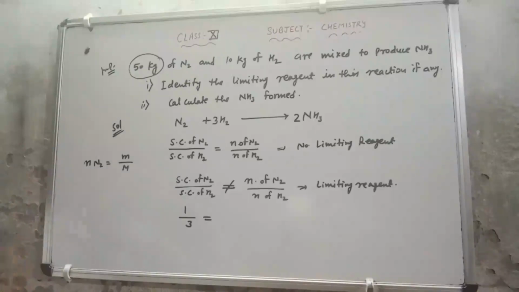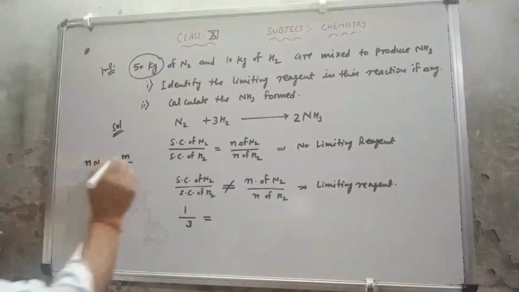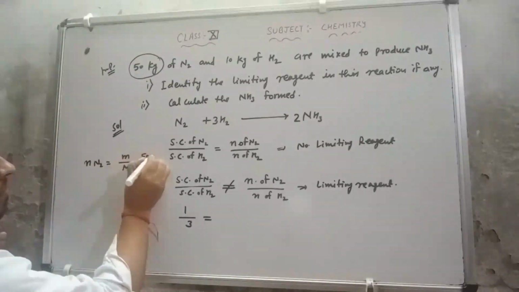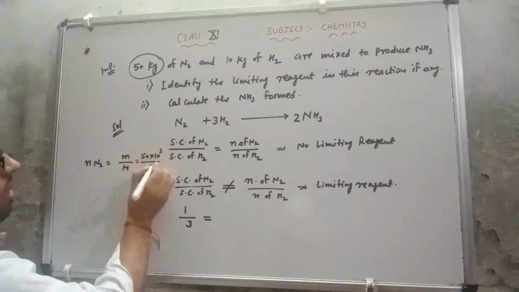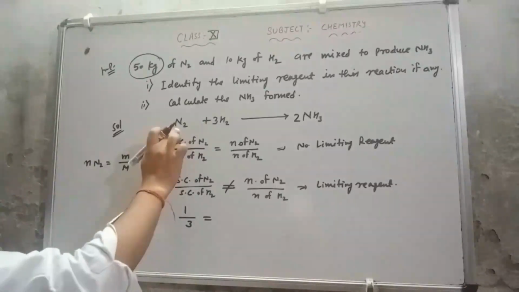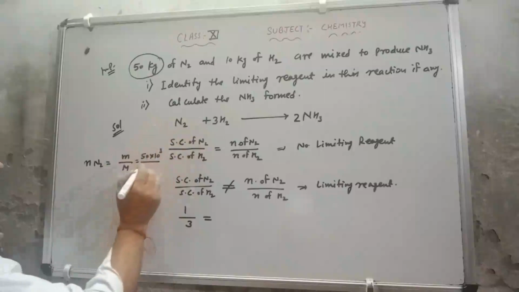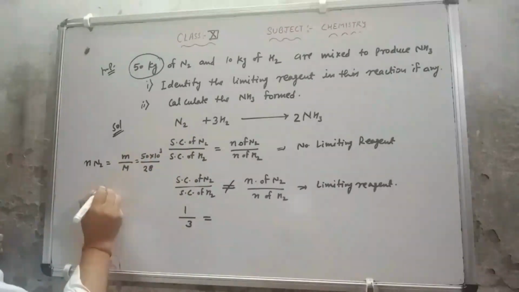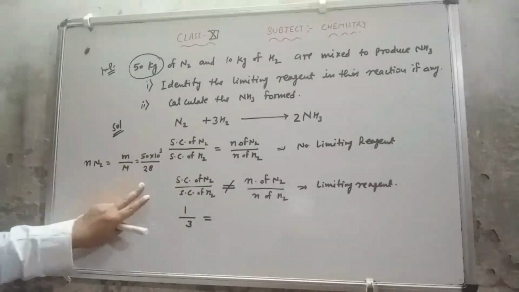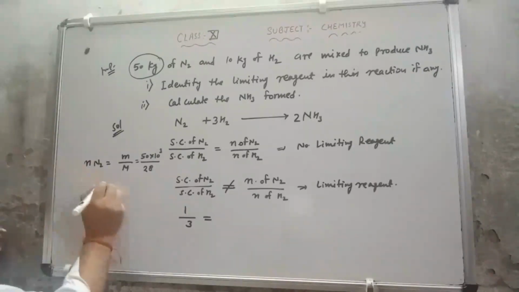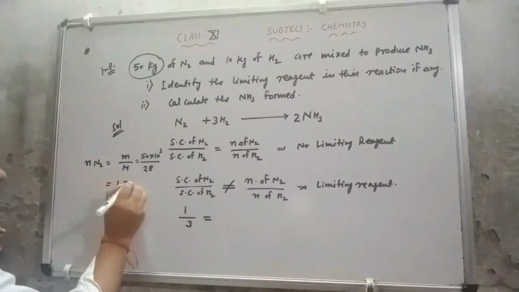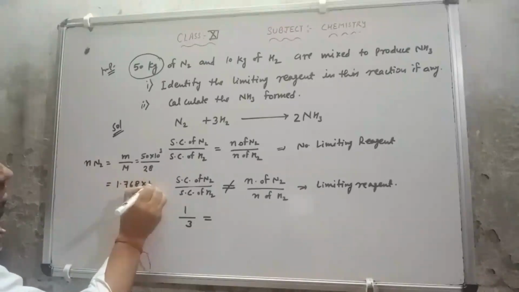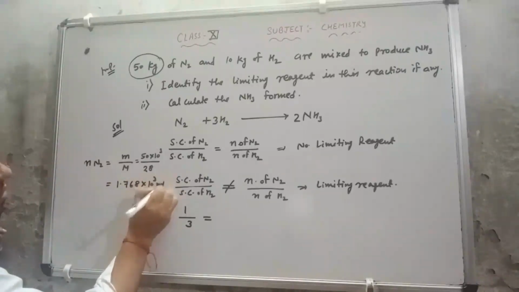So it should be 50 into 10 raised to the power 3 upon the molar mass of N2, which is 14 times 2, 28. If we solve it, I am getting 1 point something. The value is 1.768 into 10 raised to the power 3 moles.